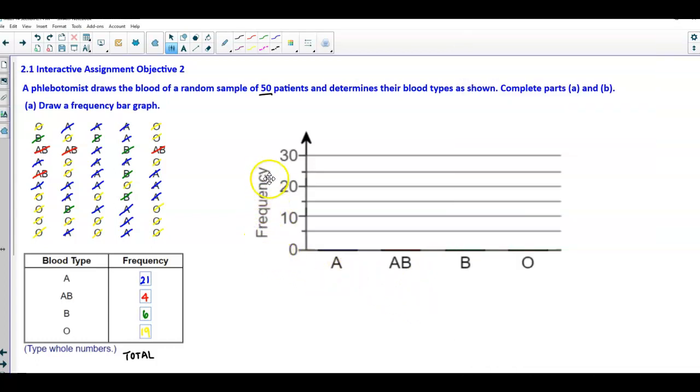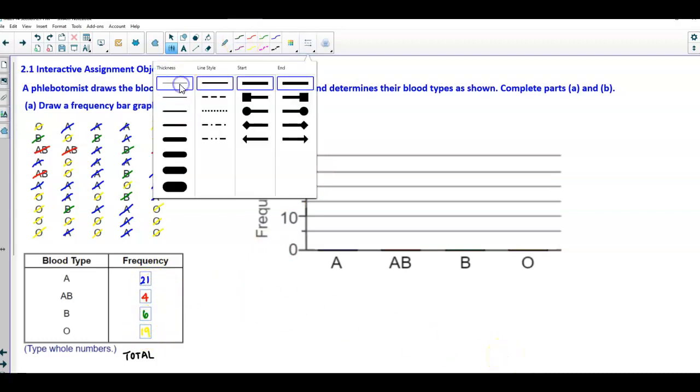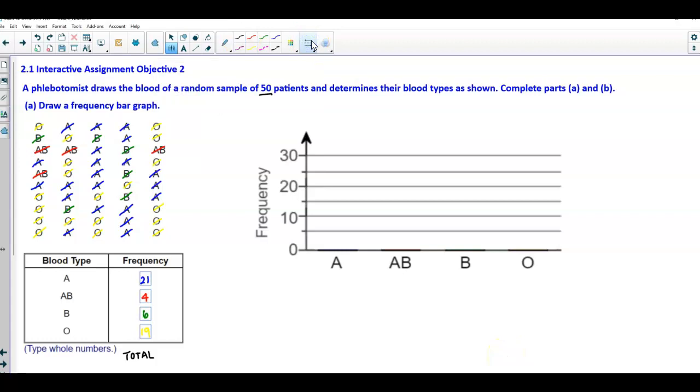You can see here we have the word frequency on the left because we're creating a frequency bar graph. And then we're going from 0 to 10, from 10 to 20, from 20 to 30. The reason why is because the largest number we have in our set is 21. So let's go ahead and do that. For blood type A, we're going to go all the way to 21, so that's right above the 20.